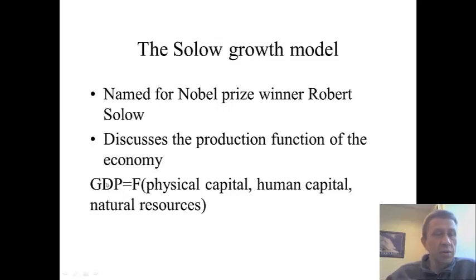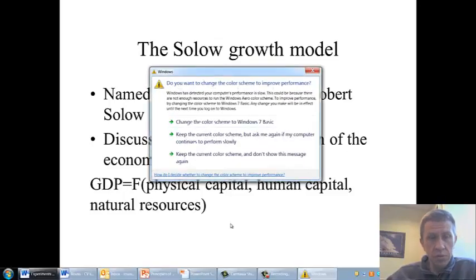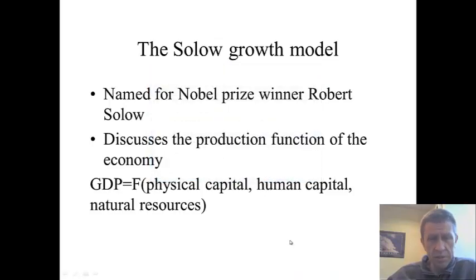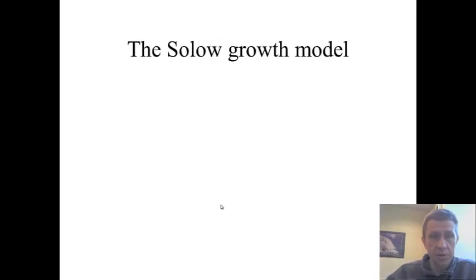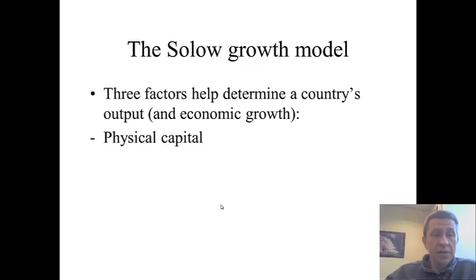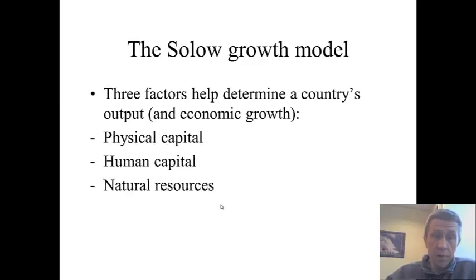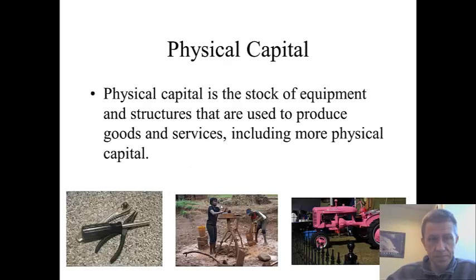The F indicates gross domestic product is a function of the amount of physical capital, the tools or equipment used to make other products, human capital, the ability of workers in an economy, and natural resources. So it's a very general model, right? Gross domestic product is some function of the amount of physical, human, and natural resources. These are the 3 factors that help determine a country's output, and related to the output, how much the economy is going to grow over time.